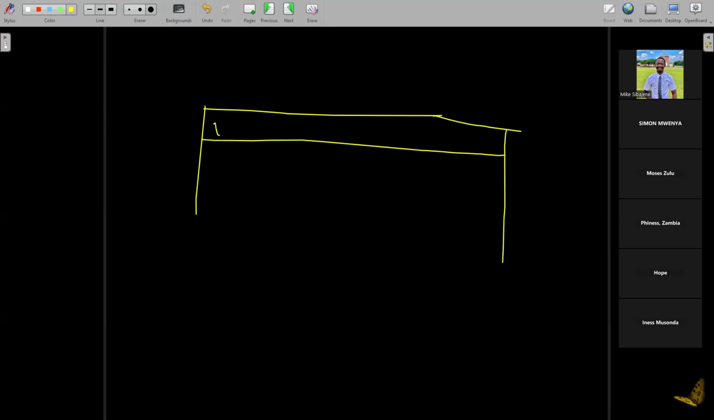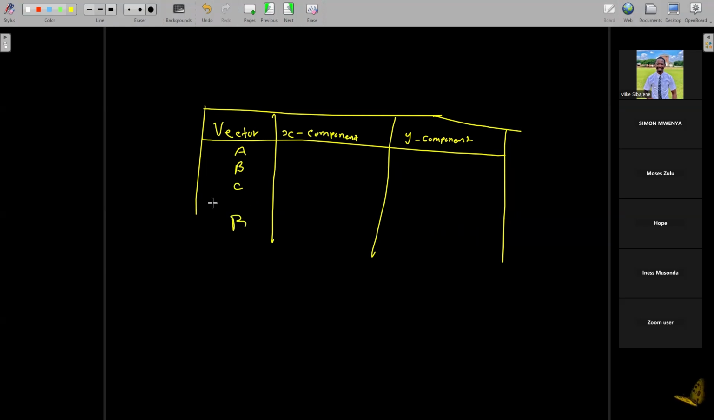So let this be the vector that you have been given. The first column represents the vector. In the second part, you write the x component. This is the x component of my vector. And at the other end, you write the y component of my vector. So I have three vectors: vector A, vector B, and vector C. Then here I'll write my resultant vector. So we draw a table of values like that.